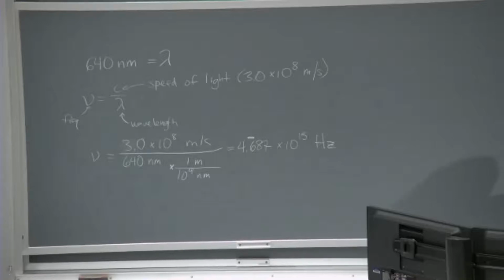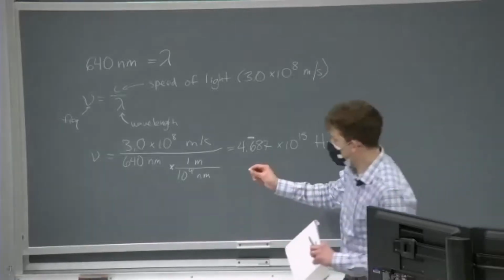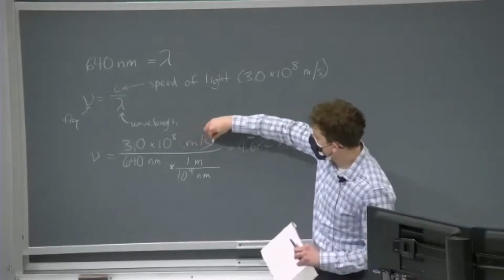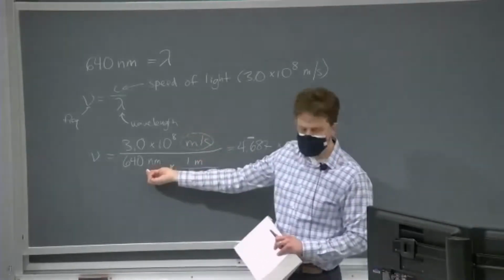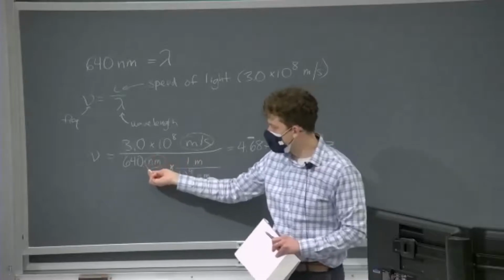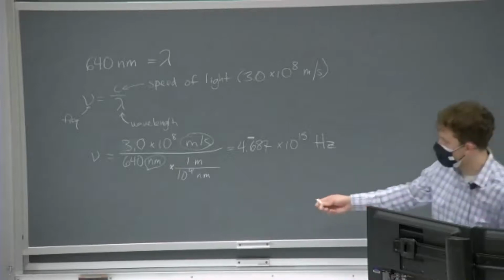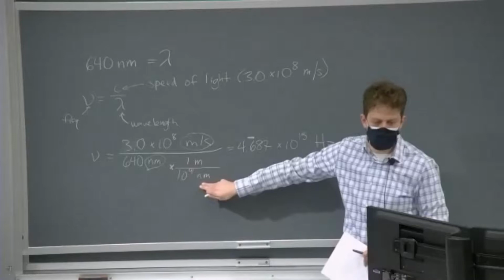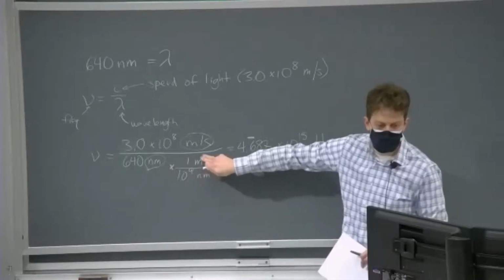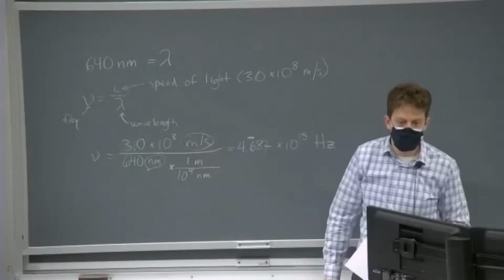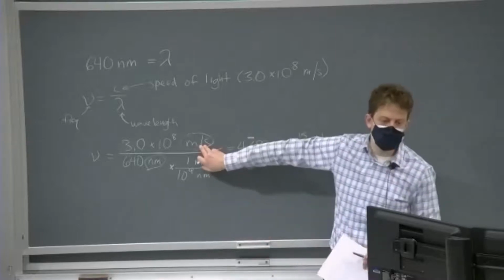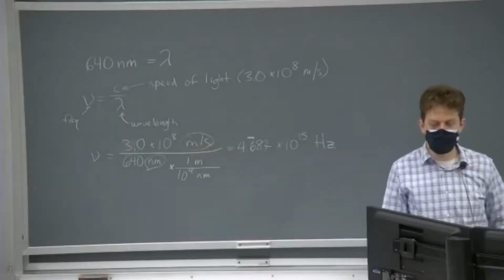Why do we multiply by 1 over 10 to the 9th? Right, because if I look at my units, I've got meters per second up here, but down here my wavelength is in nanometers. I need my units to cancel, so the nanometers cancel out with this dimensional analysis, leaving me with meters, which cancels with the meters in our speed. Another way to do this would be to convert the speed of light into nanometers per second, which would be a very big number.